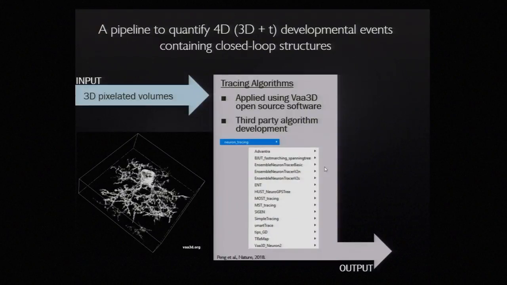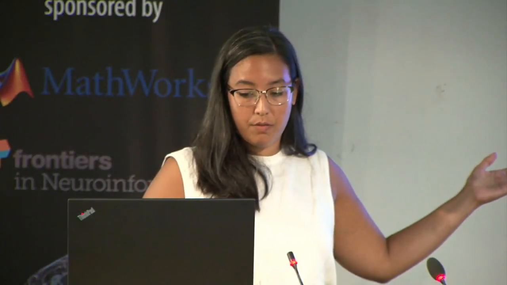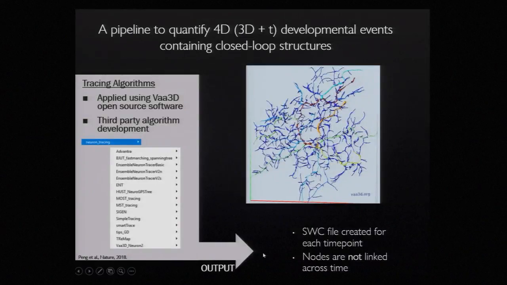So the pipeline starts with, this is created with Vaa3D, this is a three-dimensional visualization of one of my experiments. And this is just one time point, and you can input that into Vaa3D. Vaa3D has many, many features, but one of the drop-downs it has is all of these neuron tracing algorithms, and a lot of them are developed by third parties, it's not all of the Vaa3D team, but this trace that I'm going to show you, which was the output of the Vaa3D tracing, was created by Vaa3D's own algorithm here.